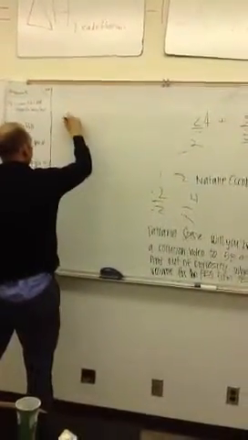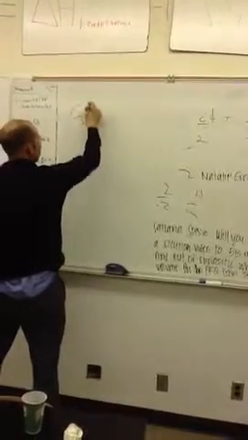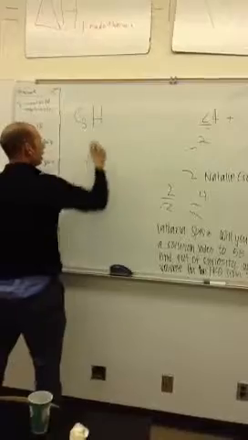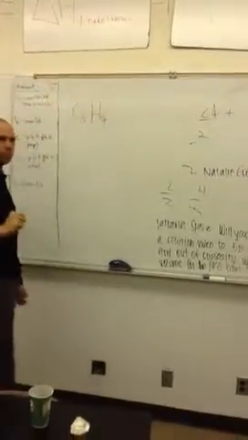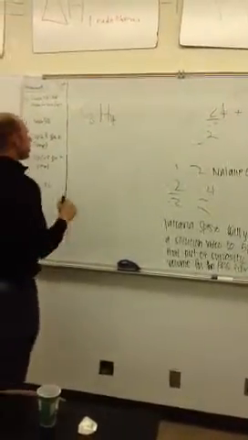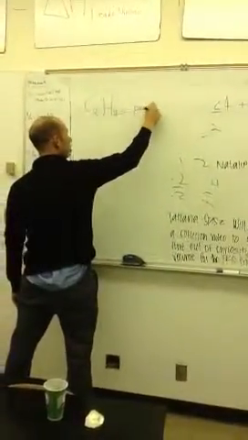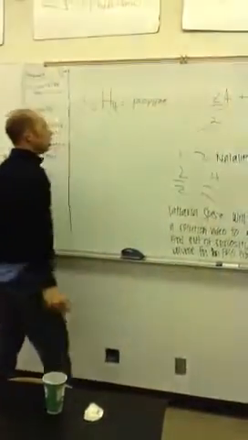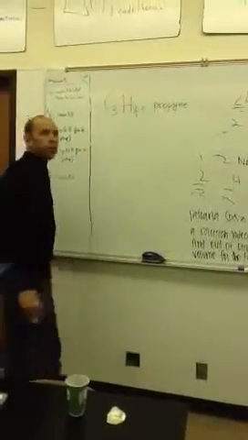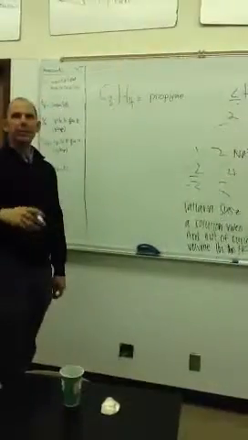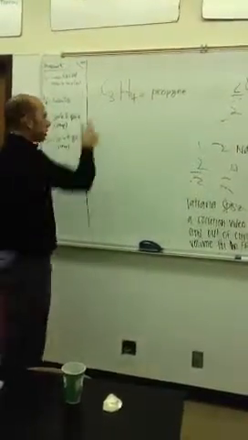The formula for C3, like propine, is C3H4. This is the formula for propine. So propine has an empirical formula, which is C3H4, and it has its actual formula, which is C3H4.